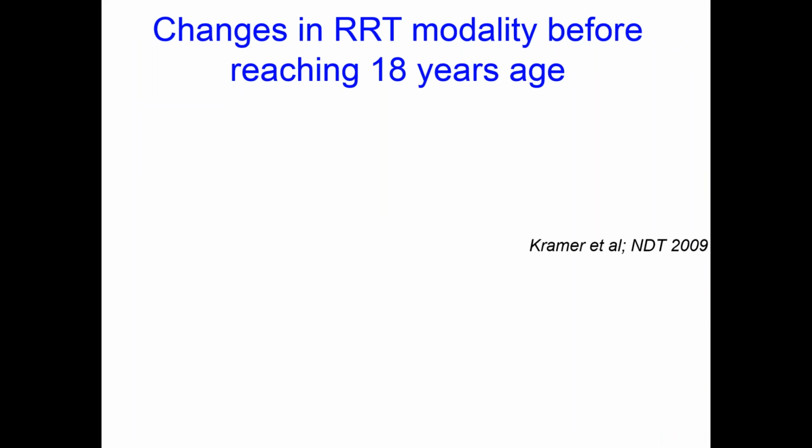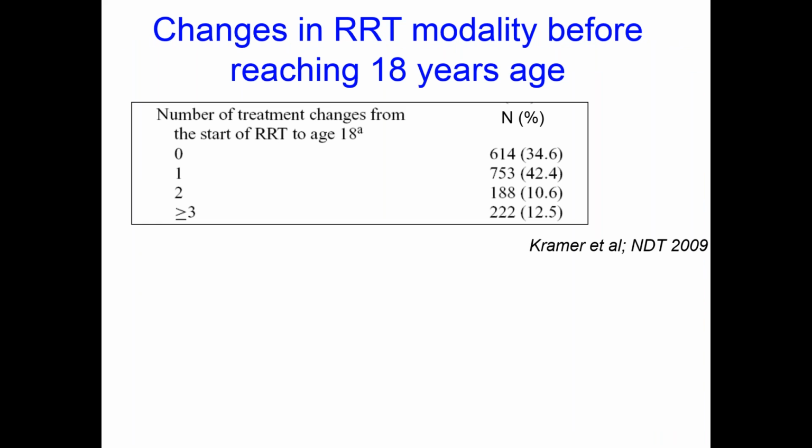So one important thing to keep in mind is once again this very important message of preserving vascular access. This study, performed through the ERA-EDTA registry, looked at the number of changes in the type of renal replacement therapy before a patient reached the age of 18 years. The majority of people had no change or only one change.